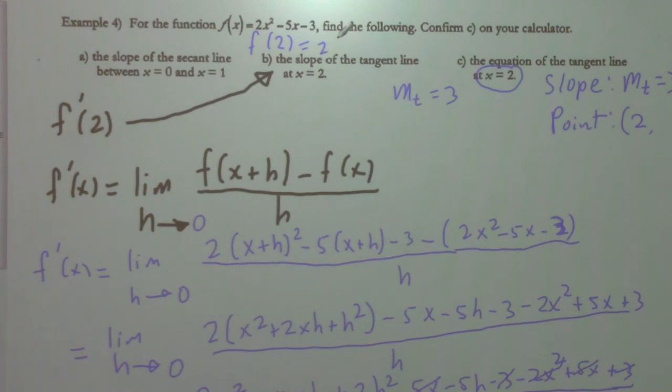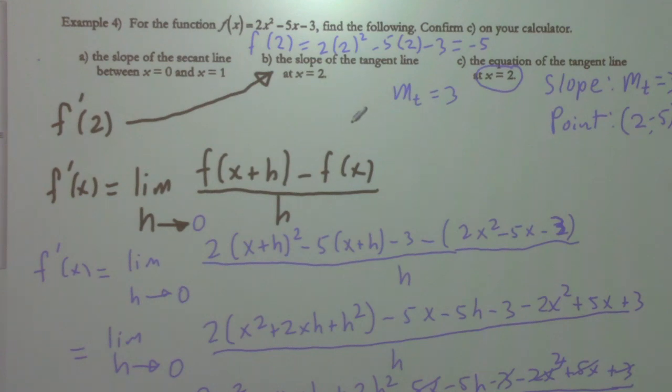We have 2 times 2 squared, that's 8, minus 5 times 2, that's 10, minus 3. 8 minus 10 is -2, minus 3 is -5. So here we have the point 2 comma -5, and now we can use our point slope form.